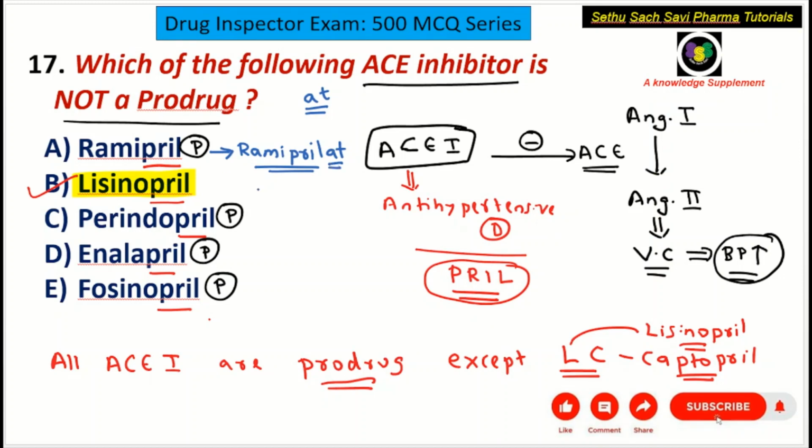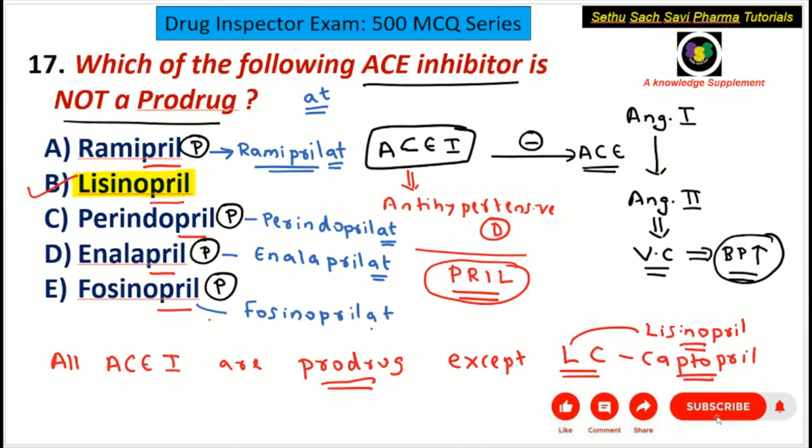Now lisinopril is not a prodrug, it is active as such, whereas perindopril is a prodrug and the active form is perindoprilat. Just add the word AT. Enalapril is a prodrug, so the active form is enalaprilat. Fosinopril is a prodrug, so the active form is fosinoprilat. So in all these cases, you just add the word AT, and you will get the active form of the drug. Remember this mnemonic: all ACE inhibitors are prodrugs except LC.